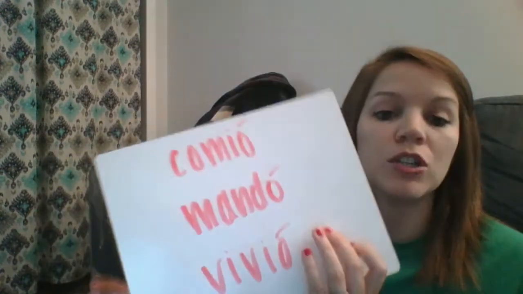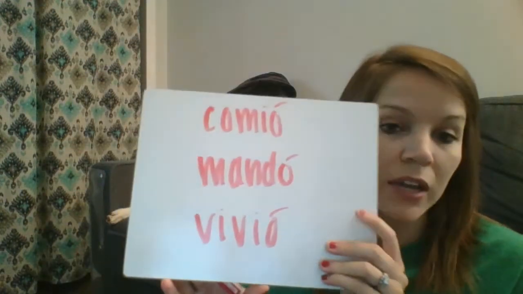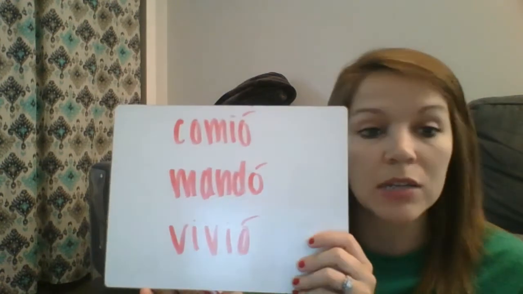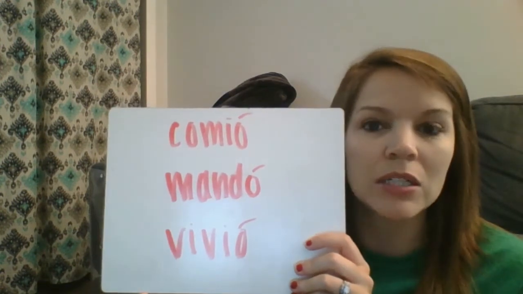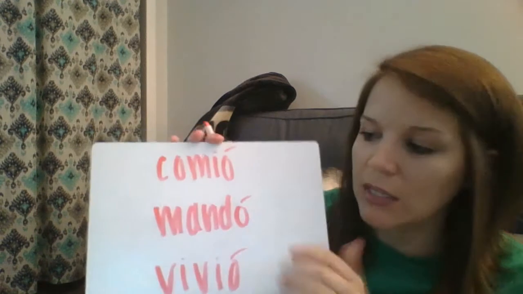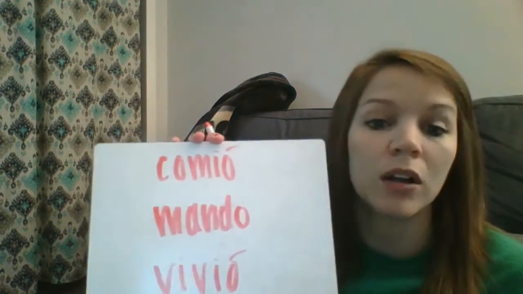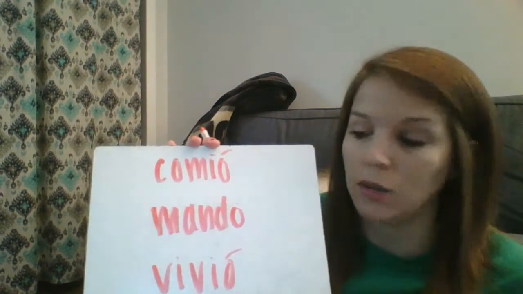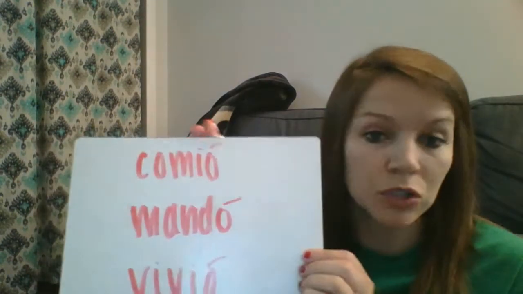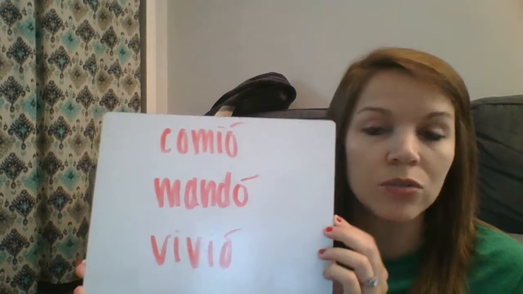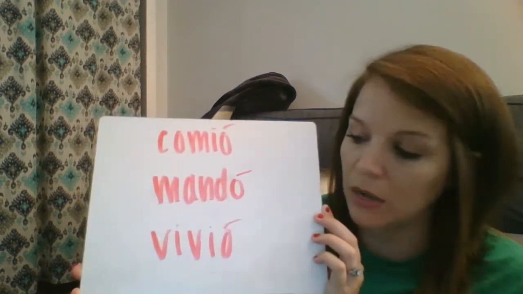Okay, so again, pause me if you're not ready. But comer, we should have comió with accent on the O. Mandó is mandó, accent on the O. And how do we know it needs an accent? Well, because if it didn't have an accent, if we took this off, now it's yo form of present tense. We don't want that, so accent goes here. And then vivir should look the same as comer because they are both using the same endings. So vivió, accent on the O.